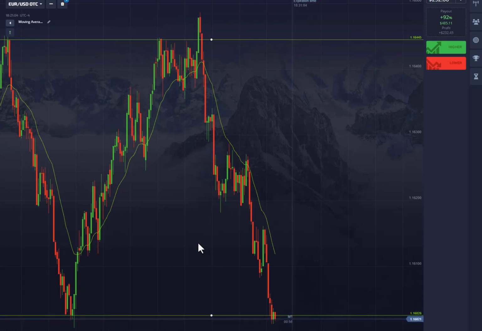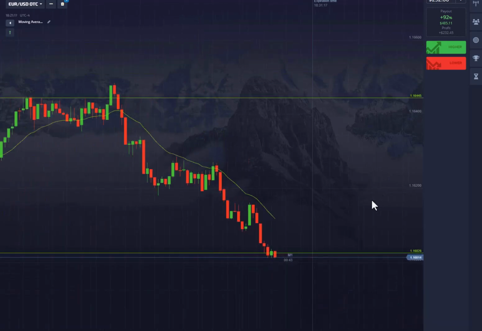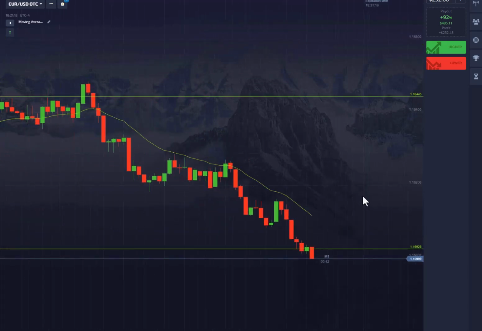Inside bar, unfortunately. Definitely see what this candle does. If it breaks lower, traps everybody, yeah. Okay. There we go. Got the lower break here. So this is a breakout pullback entry.